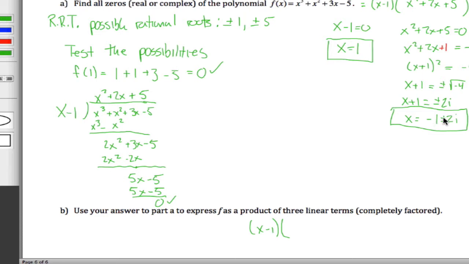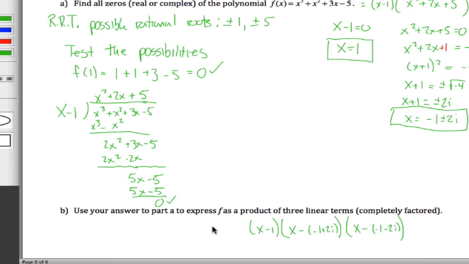So if -1 plus 2i is a root, I know that x minus that thing, -1 plus 2i, must be a factor. Similarly, if -1 minus 2i is a root, I know that x minus -1 minus 2i must be a factor. So what I'm saying is that this polynomial factors into these 3 linear terms. If you wanted to distribute these negatives through, you could, but you don't have to.